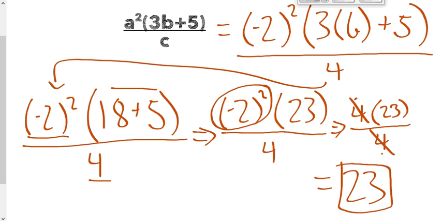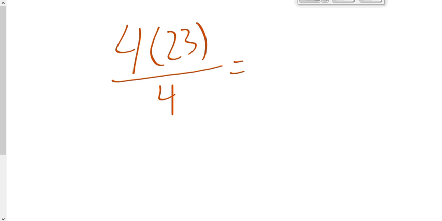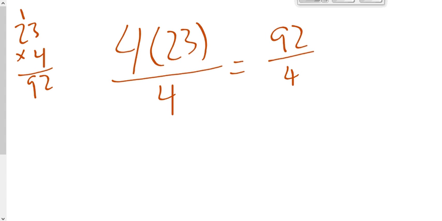Let's look at that last step right here on another slide and look at it another way. So we're at 4 times 23 divided by 4. So maybe what you wanted to do is take 4 times 23. If I work that out over here quick, 23 times 4, that's a 12, 92. I get to 92 over 4.